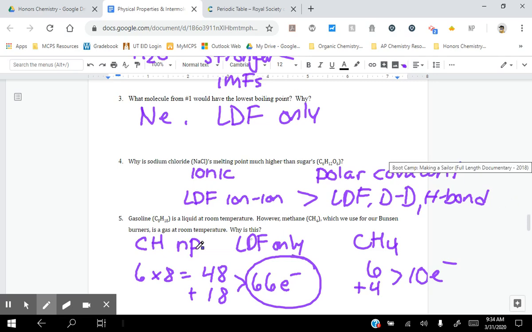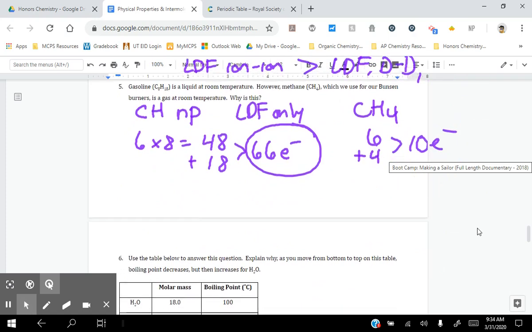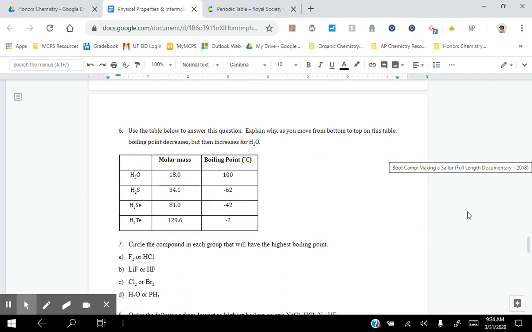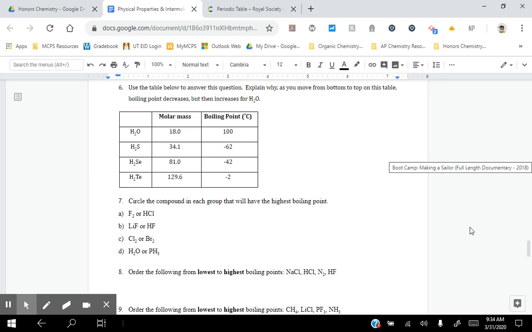Okay. And then the last one we're going to look at today also involves us looking at some data. I love problems like this because you see trends in data that don't always match up with what you'd expect. Here it says, explain why as you move from bottom to top of this table, boiling point decreases, but then increases for H2O. If the boiling point is decreasing, that would tell us that we have weaker intermolecular forces. A lower boiling point means that it is easier to separate our molecules.